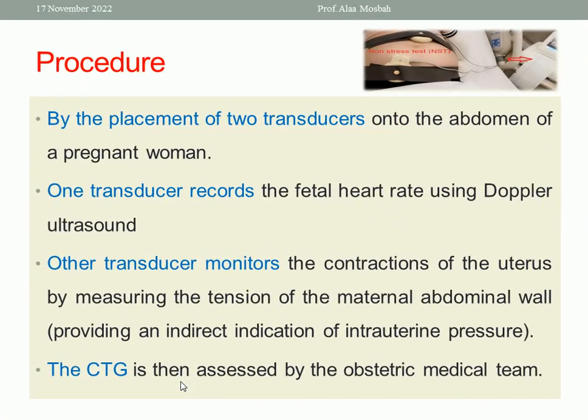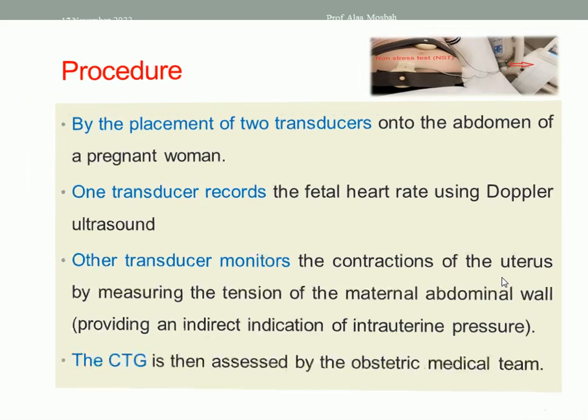What is the procedure of CTG? We are placing two transducers, as in this picture, onto the abdomen. One transducer records the fetal heart rate using Doppler ultrasound. This is the lower one in the picture. And the other transducer, the upper one, over the fundus of the uterus, monitors the contraction of the uterus by measuring the tension of the maternal abdominal wall. Lastly, the CTG should be assessed by the obstetric medical team.